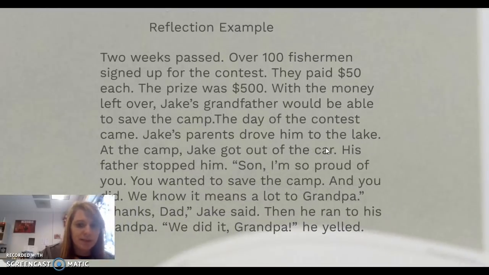So 2 weeks have passed. Over 100 fishermen signed up for a contest. They paid $50 each. The prize was $500. With the money left over, Jake's grandfather would be able to save the camp. The day of the contest came. Jake's parents drove him to the lake. At the camp, Jake got out of the car. His father stopped him. "Son, I am so proud of you. You wanted to save the camp, and you did. We know it means a lot to Grandpa." "Thanks, Dad," Jake said. Then he ran to his grandpa. "We did it, Grandpa," he yelled.